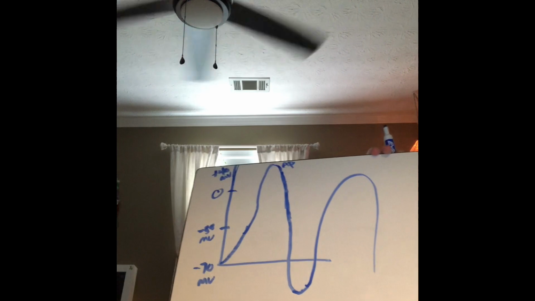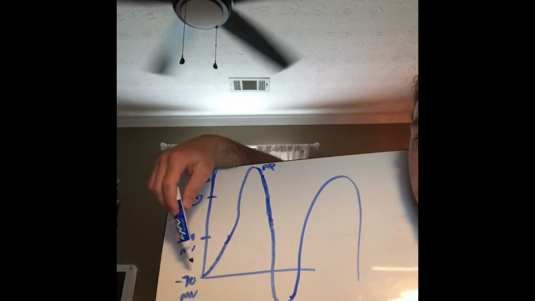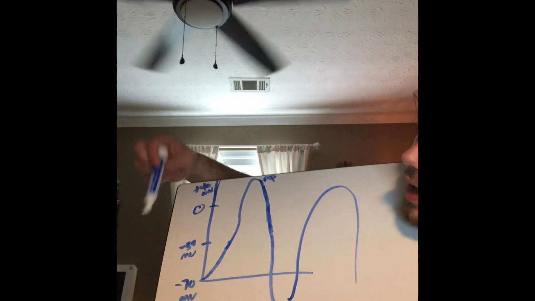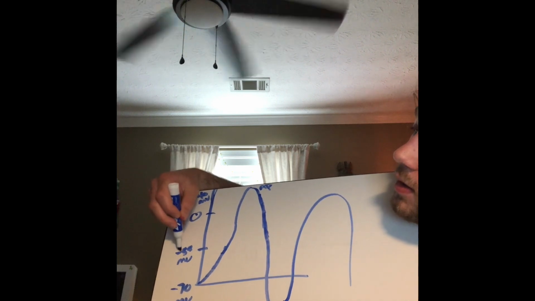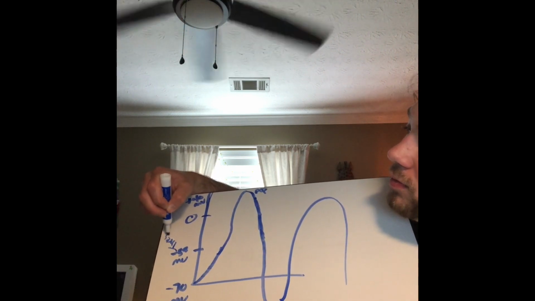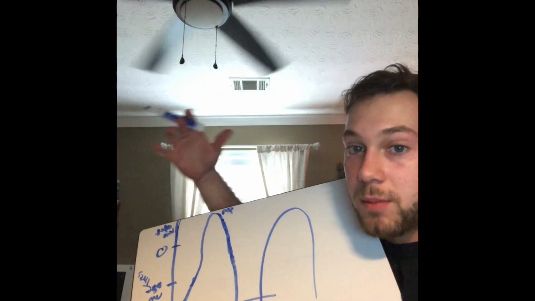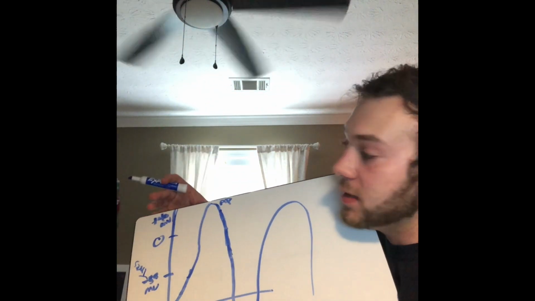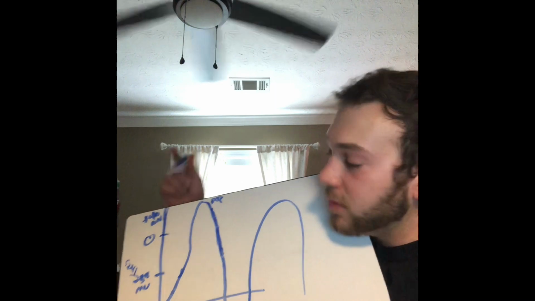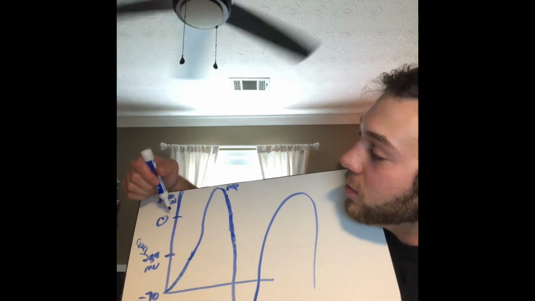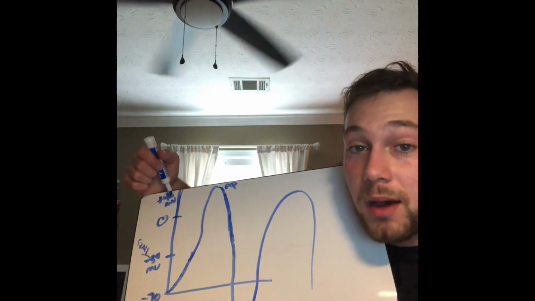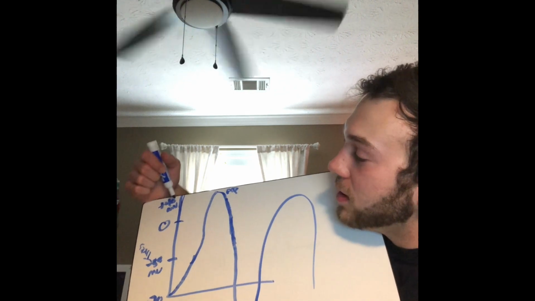So like I said, when we're taking a look at this, start off with negative 70 millivolts, move your way up to negative 55, which is going to be your threshold. Then we go up to 0, which basically means that it is balanced. Negative and positive, it is balanced. The cell is just at equilibrium. And then we move all the way up till it hits its peak at about positive 40 millivolts.